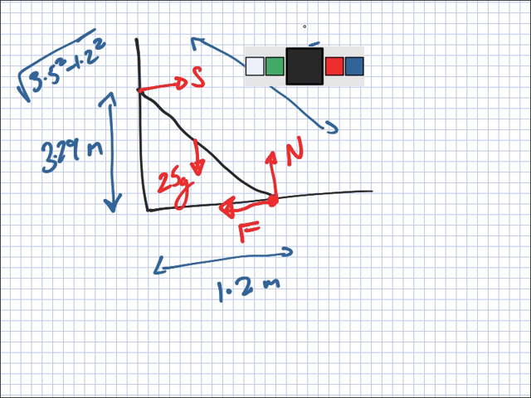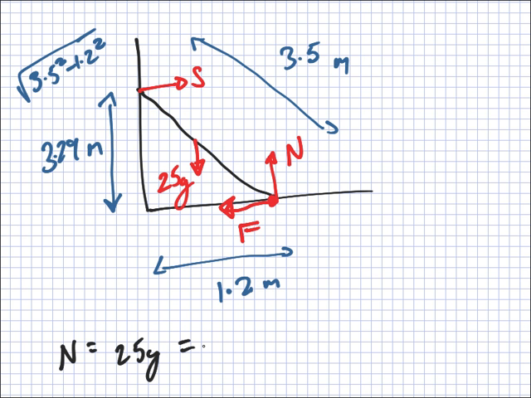Part 1. What is the N? The N is equal to 25g, which is what? I think you got this wrong. No, here. Did you get 245 here? I forgot. Okay. Well, maybe you did, maybe you didn't.